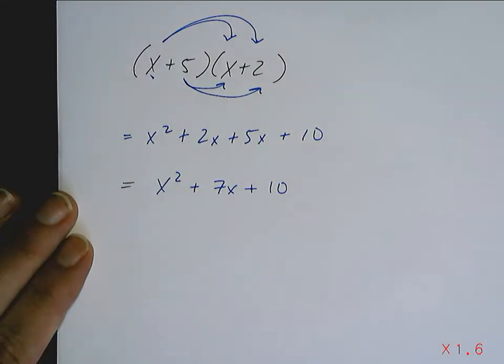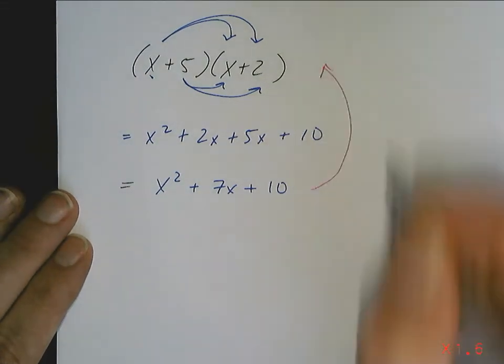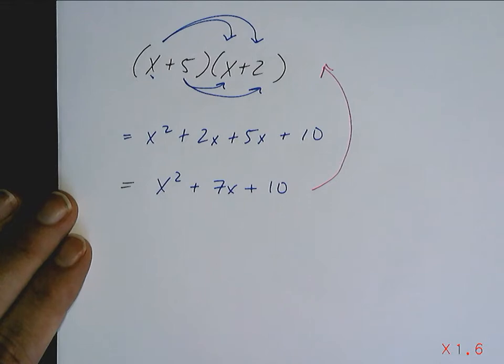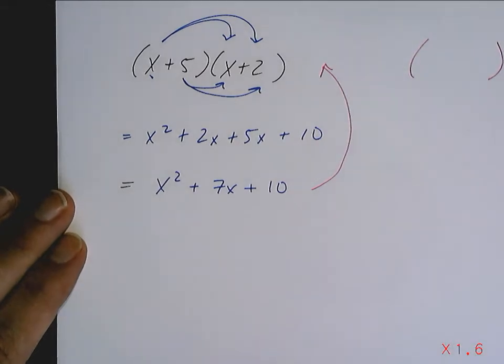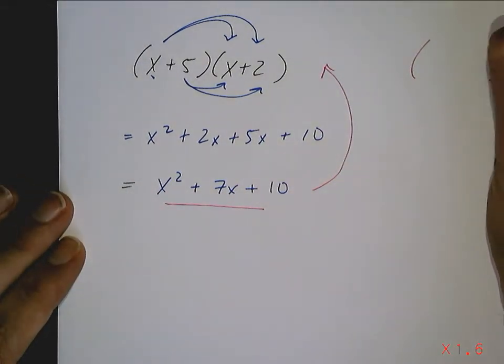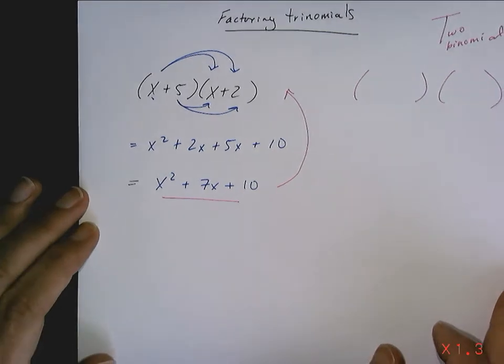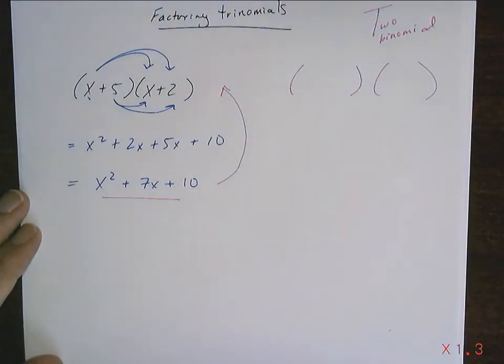Everybody watch this. What we have here is we want to be able to go from this back to this. We need to know that every single trinomial is going to be factored into two sets of brackets. So one trinomial gets factored into two binomials. Can't see what I'm writing. So one trinomial always gets factored into two binomials.